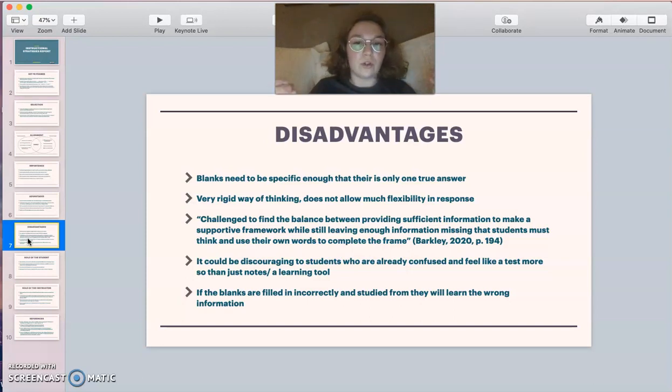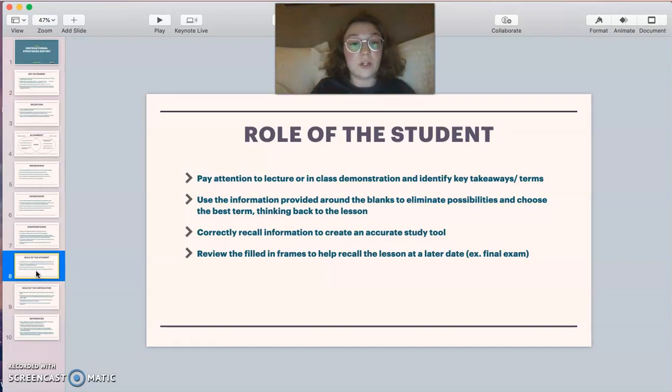Some other notes and learning tools aren't so specific on right and wrong, which I think doesn't always work well for students that are maybe a little bit more confused or discouraged. And the most important, biggest disadvantage is that if the blanks are filled in incorrectly and then they study from them, that's bad. So obviously you don't want them to have an ineffective study tool. Which brings me to the role of the student.